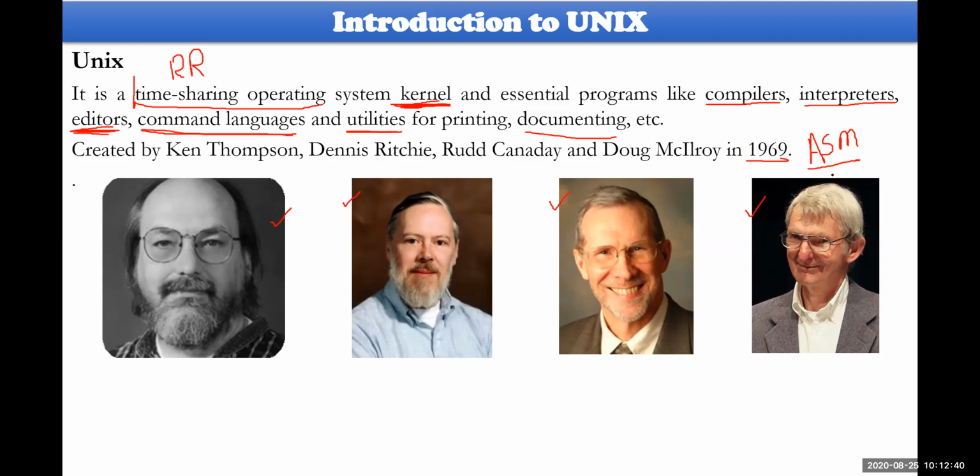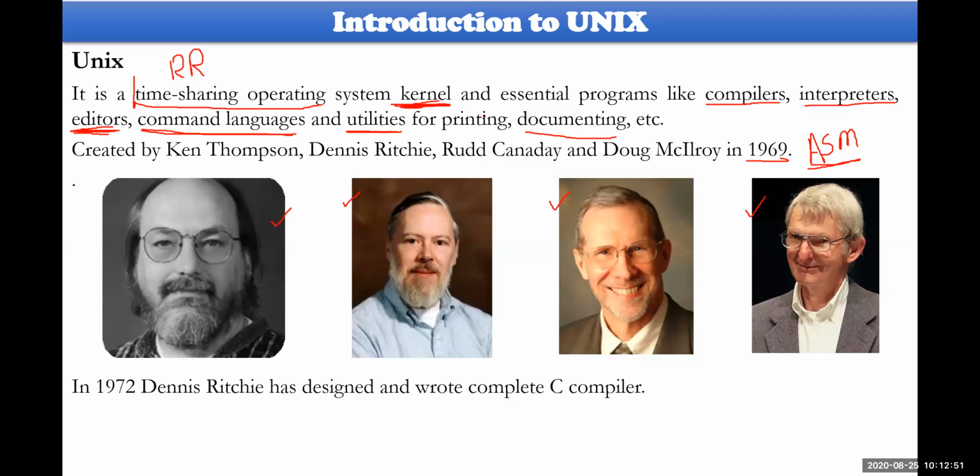So it is somewhat difficult to understand. So that is why the revamp session has been taken by Dennis Ritchie and Ken Thompson after 1972. Because in 1972, Dennis Ritchie designed and wrote the complete C compiler.